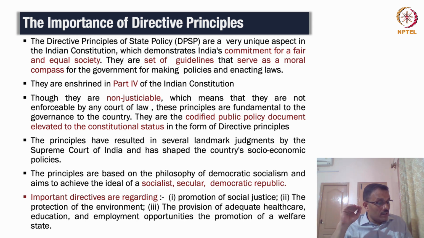The consumption of intoxicated drinks or drugs that are injurious to the health comes under Article 47. Very importantly, your attention to Article 48. Article 48 very clearly directs the state to prohibit the slaughter of cows, calves, and other milch and draught cattle so that their breed can be improved.